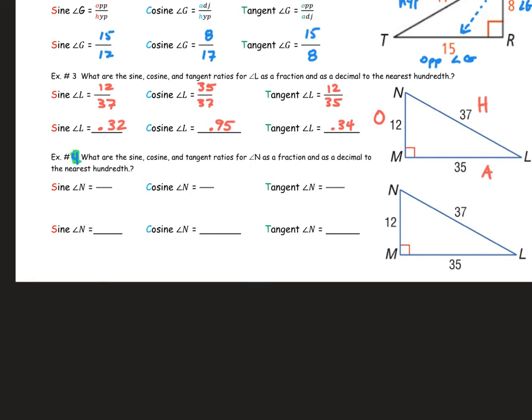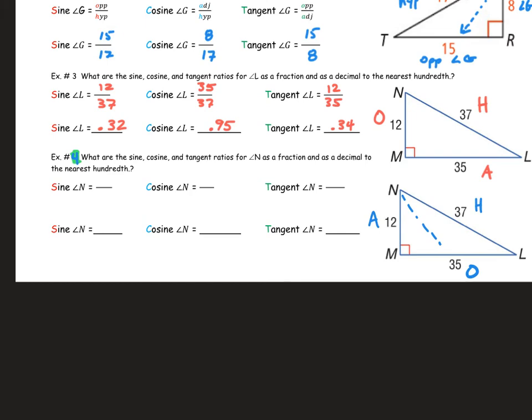And lastly, we have example number 4. It says, what are the sine, cosine, and tangent ratios for angle N? I need to write that as a fraction and as a decimal. Again, I think it would be beneficial if we looked at angle N. I'm going to label this as the opposite side. This NM is the adjacent, and NL is the hypotenuse.